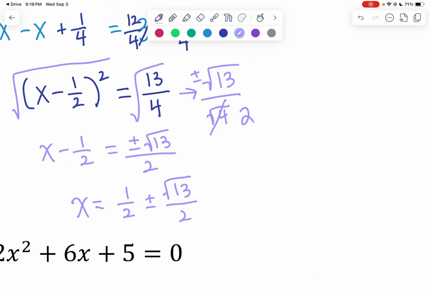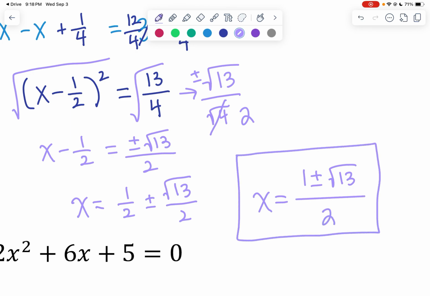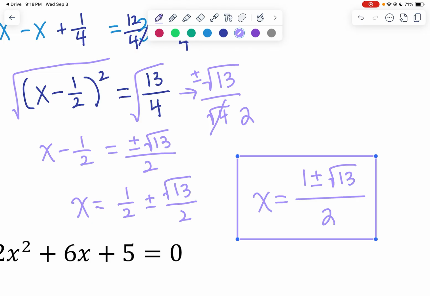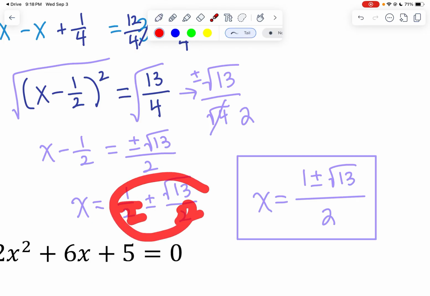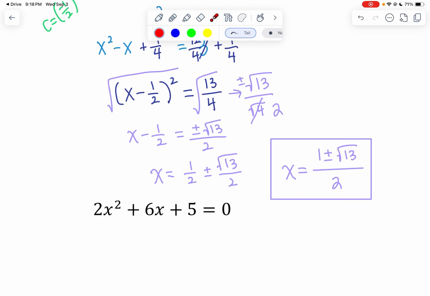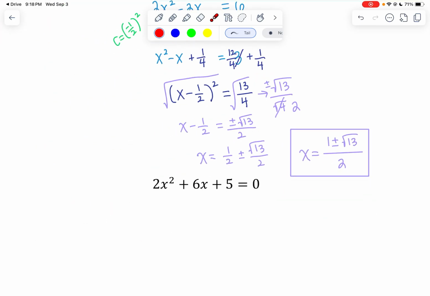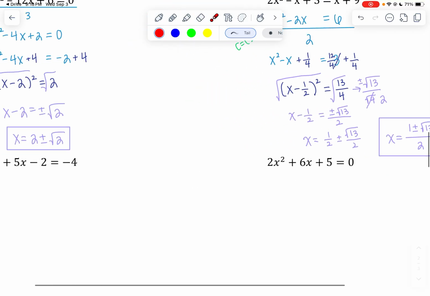But if you have the common denominator, you could just say x equals 1 plus or minus √13, and then all of that divided by 2. And this is really the best way to write your answer, to keep it as joint as possible. They're both over 2, so you can put the whole numerator together. And I didn't write it as 2 different numbers. I just wrote it as that, even though it is 2 different values, okay?